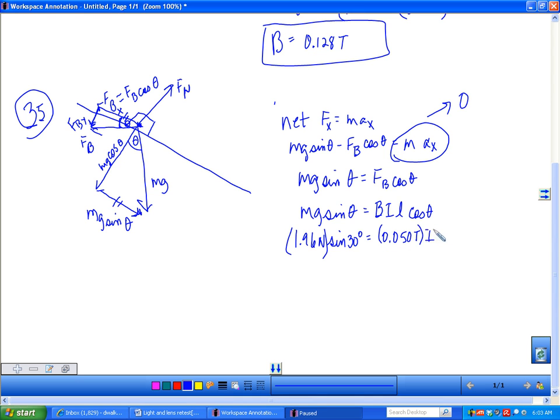I'm looking for the current. The length of the rod was 1.6 meters, and this is the cosine of 30. So when I solved for I, I got I to be 14.14 amps, substantial current. All right, the next one I was asked to work was, hang on, let me check.